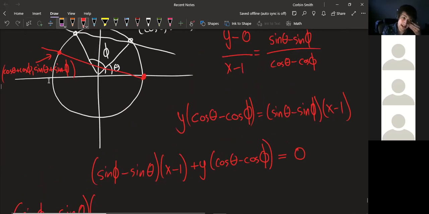Oh, it won't let me erase. Why can't I just select the eraser? What is wrong with this program? There we go.